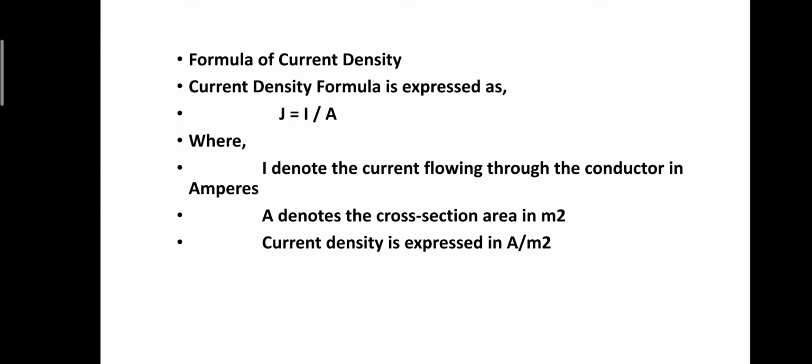Formula of current density. Current density formula is expressed as J equal to I by A, where I denotes the current flowing through the conductor in amperes, and A describes the cross-section area in meter square. Current density is expressed in ampere per meter square.